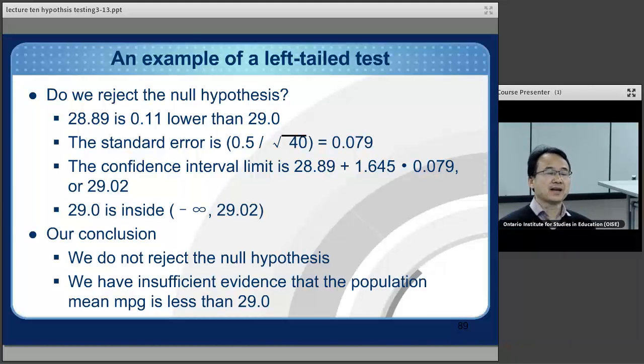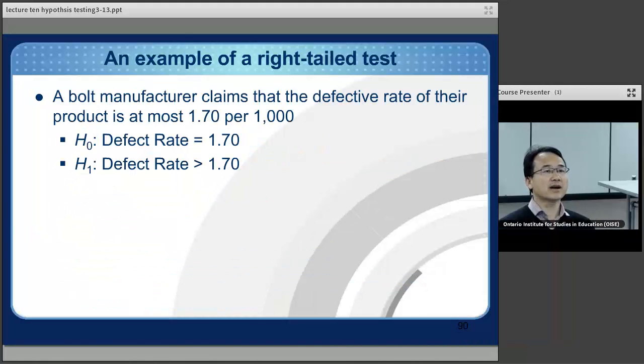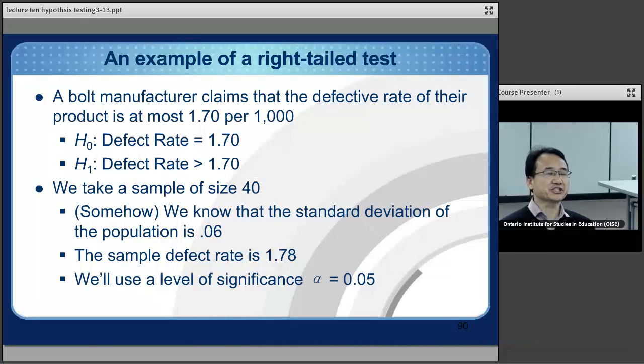We don't have enough evidence to say that the population mean MPG is less than 29. Let's look at the example of the right tail test. A boat manufacturer claims that the defective rate of their product is at most 1.7 per 1,000. Then we make the hypotheses, the null hypothesis and the alternative hypothesis. Here, the null hypothesis is less than or equal to 1.7. Pay attention that the null hypothesis should be less than or equal to 1.70, and the alternative hypothesis is greater than 1.7. These are the conditions that we already know. The sample size is 40, the standard deviation of the population is 0.06, and the sample defect rate is 1.78. The significance level is 5%.